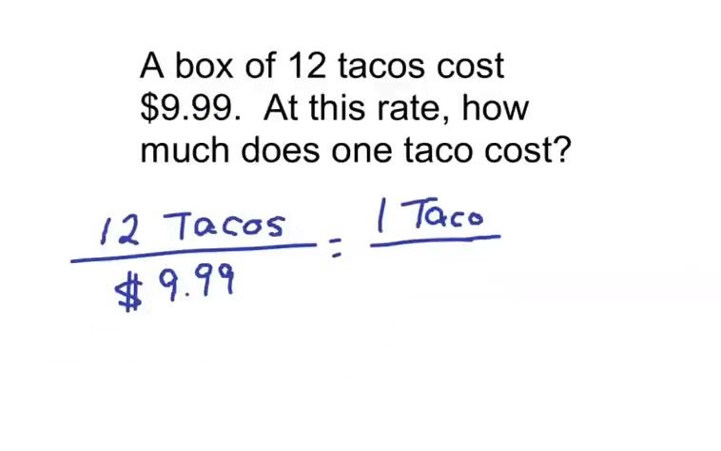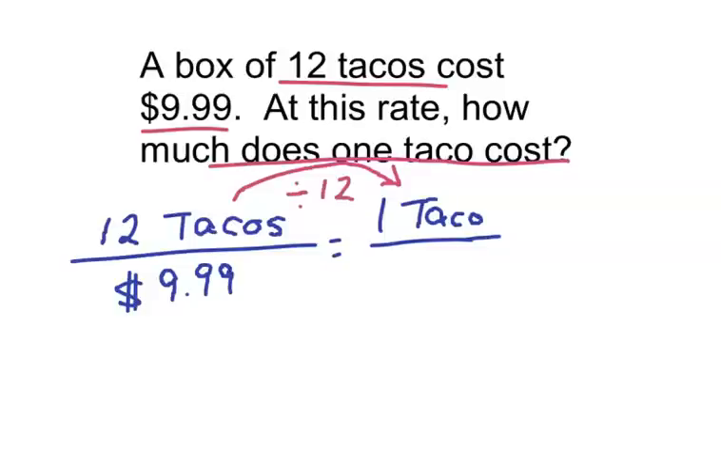Okay, a box of 12 tacos cost $9.99. Well, that's not too bad. Okay, it's less than $1 a taco at that point. At that rate, how much does one taco cost? All right, so I set up a ratio. We want to get from 12 down to 1. So what do you have to do? Well, you have to divide by 12. Okay, so what are we going to have to do to find how much it is per one taco? Well, the same thing. Divide by 12. So we're going to have $9.99 divided by 12.